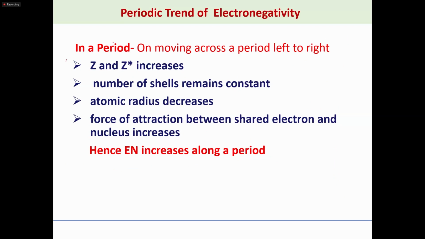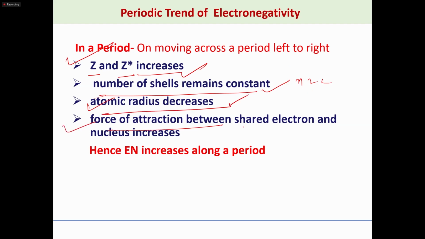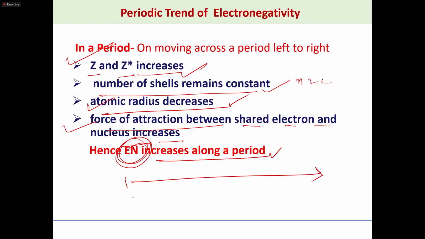But in a period, it is the opposite. Z and the effective nuclear charge Z* are increasing. The number of shells remains constant, at n equal to 2 or n equal to 3. The atomic radius decreases, so the force of attraction between the shared electrons and the nucleus increases. So electronegativity increases along the period, going from left to right.